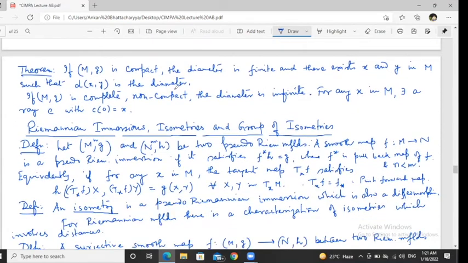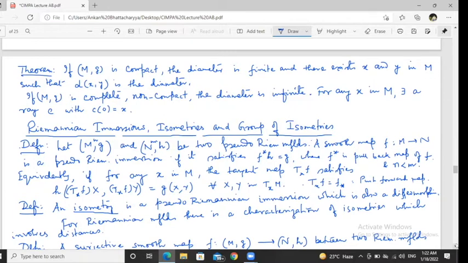Now, there is another important theorem: if (M, g) is compact, the diameter is finite, and there exist x and y in M such that d(x, y) is the diameter. And if (M, g) is complete non-compact, the diameter is infinite. If it is compact, the diameter is finite. And if it is non-compact but complete, the diameter is infinite. For any x in M, there exists a ray C with C(0) equal to x. So for a complete non-compact manifold, there exists a ray C.